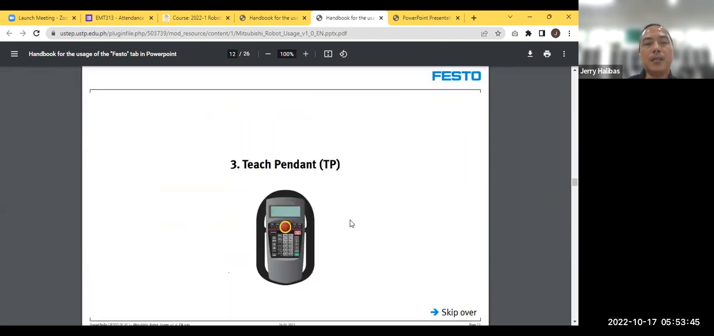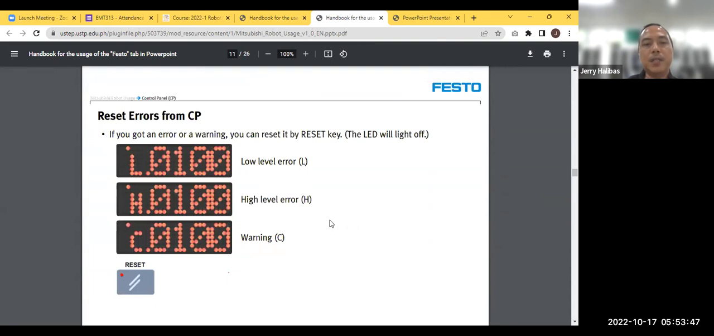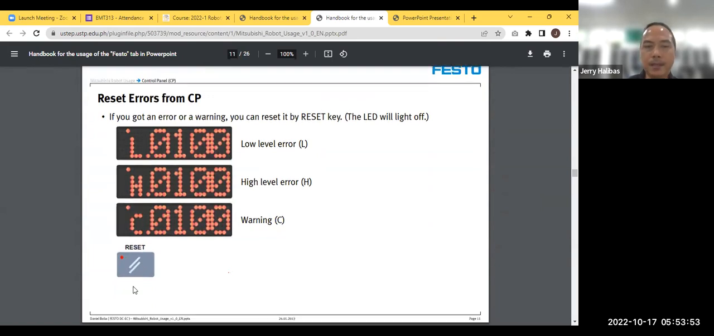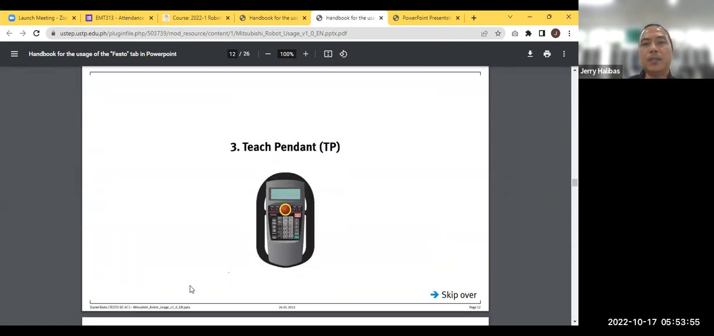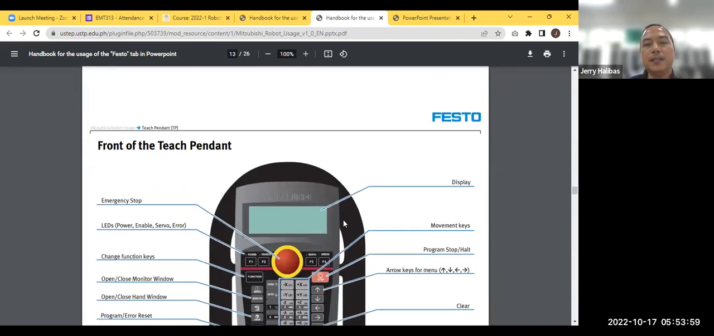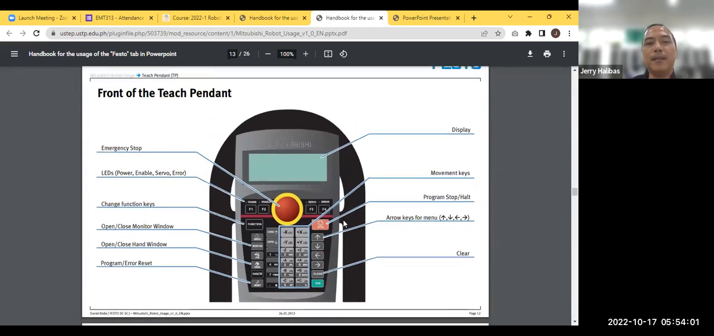Okay. Here it says there will be an error. One way to reset the error is to press reset. Okay. So we go now to the teach pendant, also known as TB or teaching box. Okay, so this is the teach pendant or the TB or the teaching box.